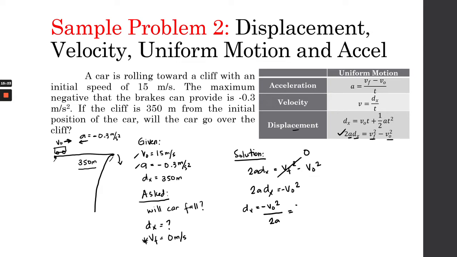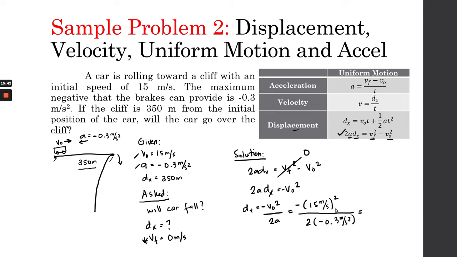So let's substitute our values. The initial velocity is 15 meters per second, squared, divided by 2 times the acceleration that we have, which is negative 0.3 meters per second squared.